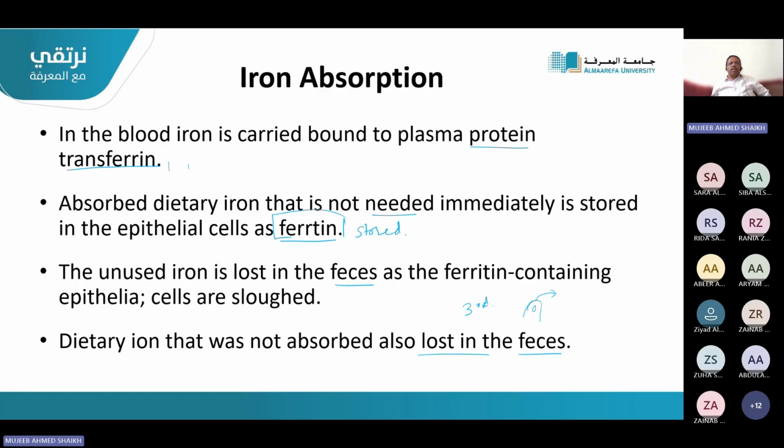So iron absorption is based on the iron need. How much iron the body needs, it will be based on that. And it is said that once you eat around 1 gram of iron, only 1 milligram will be absorbed.